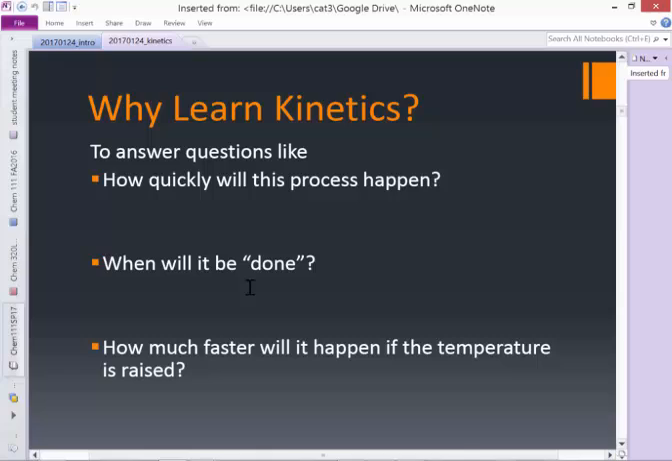Okay, why? Most of kinetics is enabling you to answer questions such as, how quickly will this process happen? Or how quickly will this reaction proceed? Or when will it be done? And I say done because you have to define done, but when will the concentration be 0.5 molar? So you have to set a definition, but it allows you to calculate how quickly, which is time, really, or when, which is time. It also allows you to calculate things like, how much faster will it happen if the temperature is raised? How much sooner will it be done?